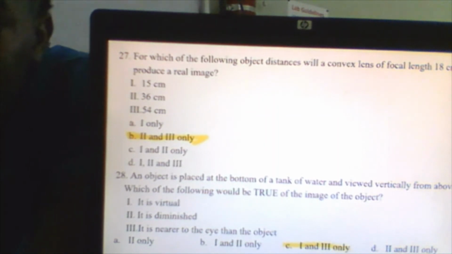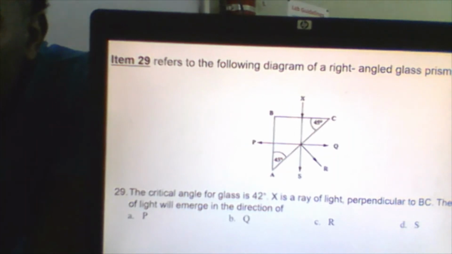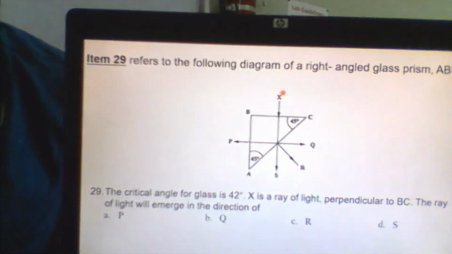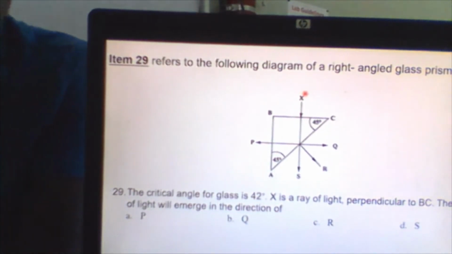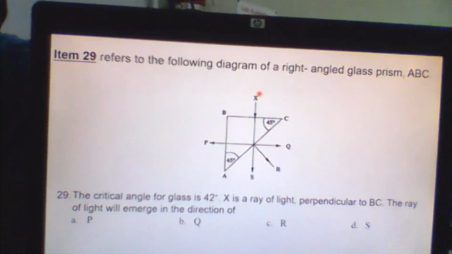Number 29 says, refer to the following diagram of a right-angled glass prism ABC. What this diagram is showing is that a ray of light is originating from X. As this ray of light originates from X, it is going to move around inside the glass prism due to the process of refraction. Good. It's going to bend.